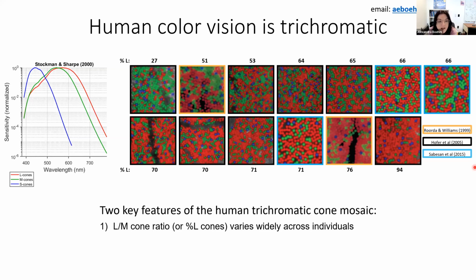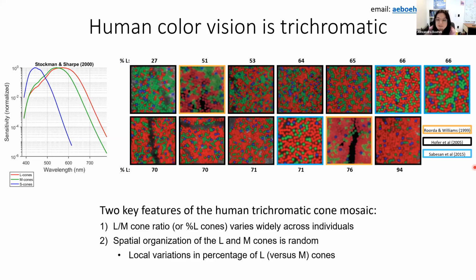And the second point that I want to make here is just that the spatial arrangement of the L and M cones is nearly random in the mosaic. So this results in some spatial clumping of cones of the same spectral type. And so a major consequence of this is that there are then these local variations in the proportion of L versus M cones that occur at different locations in the retina. And then the demographics of these local variations are, of course, based on the global LM cone ratio, with more clumping occurring in L or M cone biased mosaics.